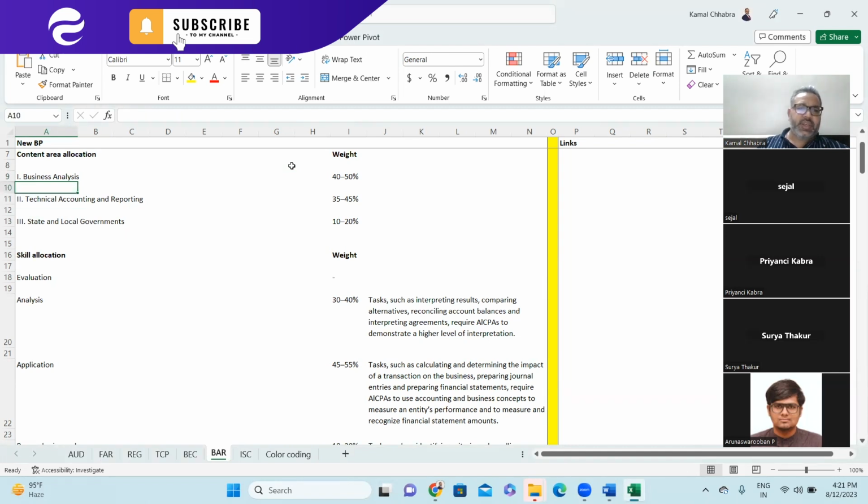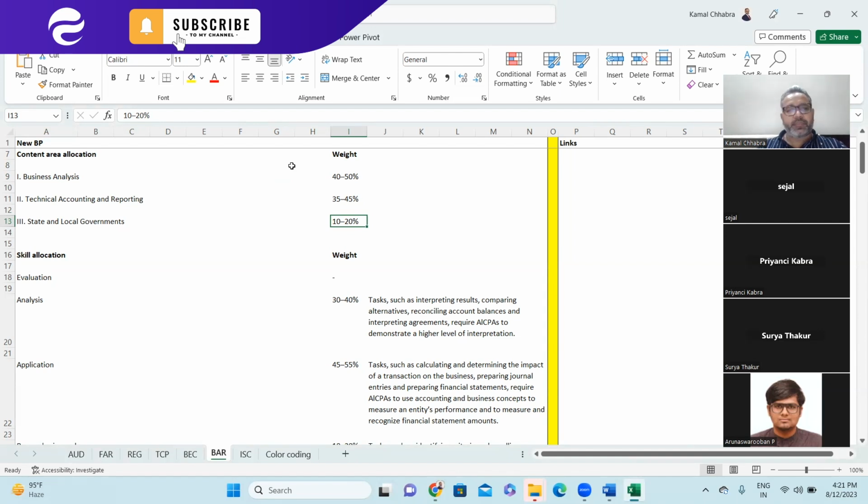First one is business analysis, second is technical accounting and reporting, and third is state and local governmental accounting. The weightage is 40 to 50% from business analysis, around 35 to 45% from technical accounting and reporting, and around 10 to 20% from state and local governmental accounting. Earlier there were 5 chapters in the BEC, but now there are only 3 chapters in BAR.